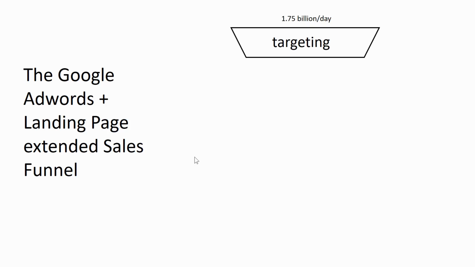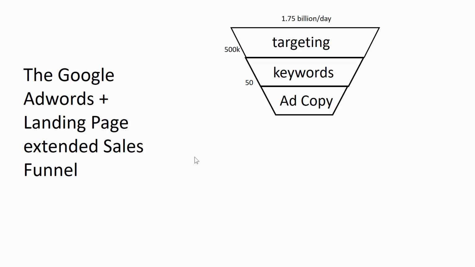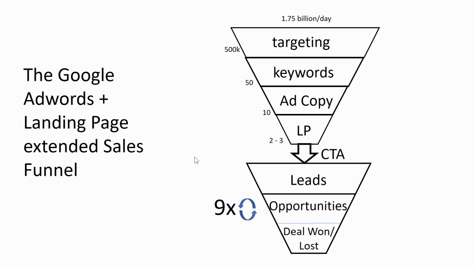So now, let's look at the Google AdWords and the landing page extended sales funnel in more detail. We have about 1.75 billion Google searches per day. By selecting the right targets, we can boil this down to 500k searches per day. By selecting the right keywords, these 500k searches per day in Singapore can be boiled down to about 50 displays of ads. By choosing the right ad copy, we can boil the 50 potential visitors to 10. And of these 10 visitors of our landing page, about 2 to 3 will click on the CTA button, which will generate a new lead for our normal sales funnel.